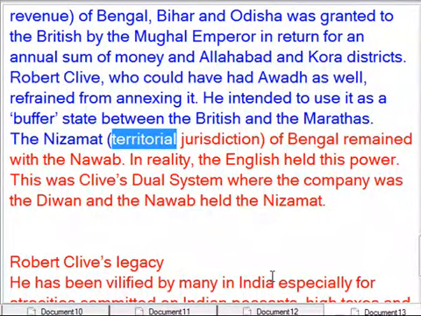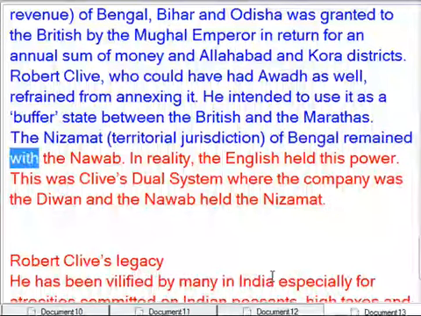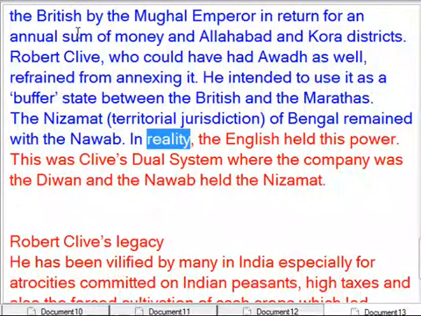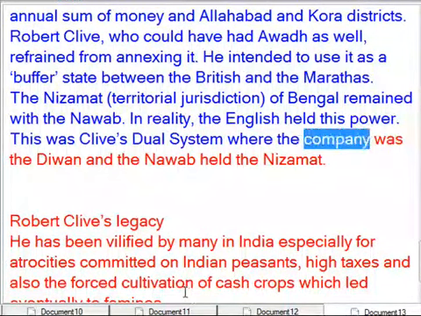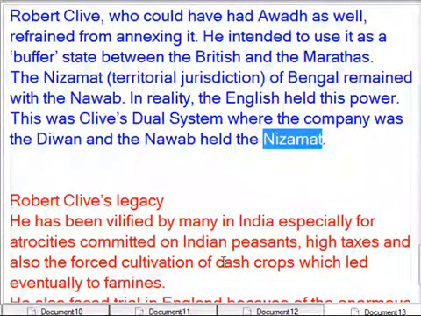The Nizamat, the territorial jurisdiction of Bengal, remained with the Nawab. In reality, the English held this power. This was Clive's dual system, where the company was the Diwan and the Nawab held the Nizamat.